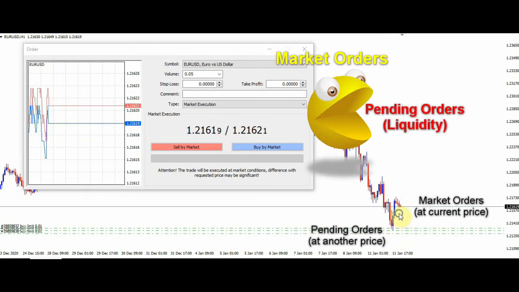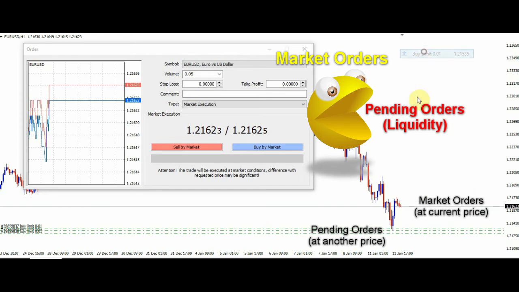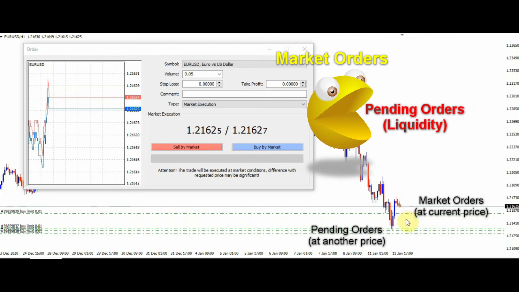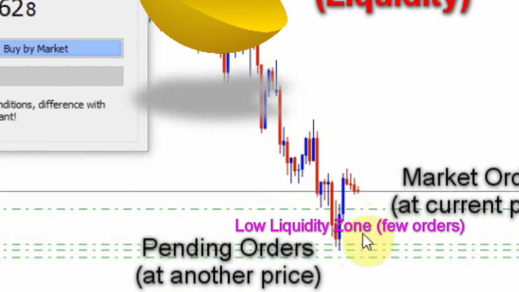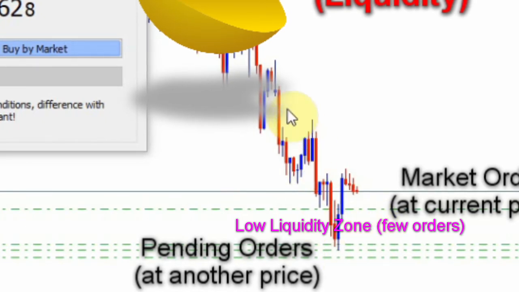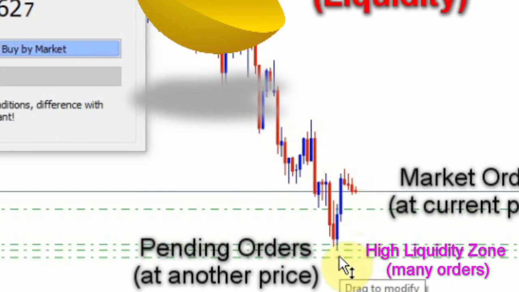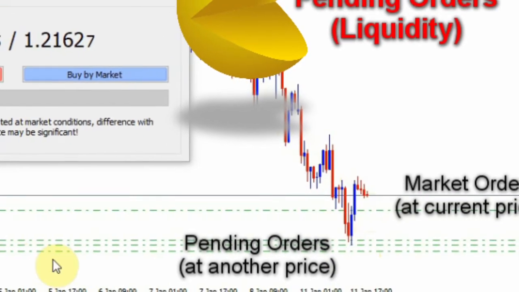So think of pending orders as liquidity. They're orders on the books that are waiting to be executed, and market orders are eating up that liquidity. So if price is moving, liquidity is being consumed in that direction, and price can obviously run into various pools of liquidity, these clusters of pending orders. And if liquidity is low, there are a few pending orders, price can move with a lot of momentum, sometimes in a very volatile manner. And if large pockets of pending orders are hit, then this could halt or even reverse price.